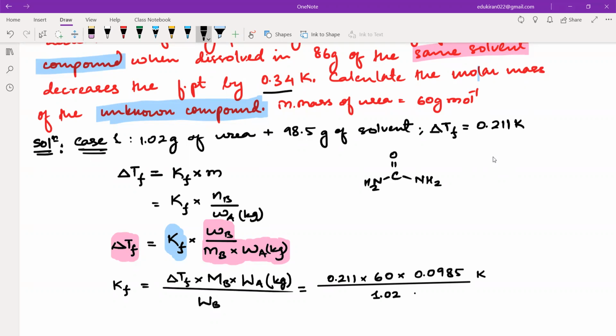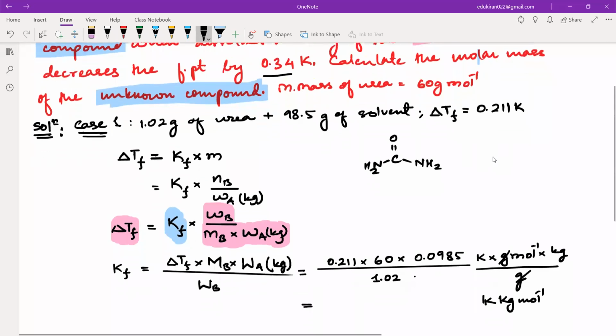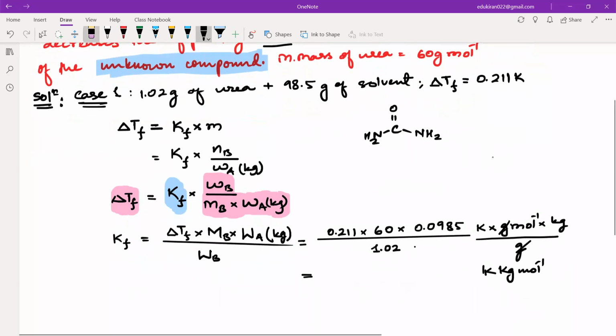0.211 is in Kelvin. 60 is grams per mole. Into there is kg here. Divided by 1.02 grams. It is in grams here. Grams and grams will cancel each other. You will get the unit as Kelvin kg per mole, right? And that is the unit of Kf also. That means we are going in the right direction. You just need to solve this. Now, whenever you are solving, I hope you know how to solve the decimals. You have to get rid of the decimals. Yes or no, guys? Get rid of the decimals and then solve it.